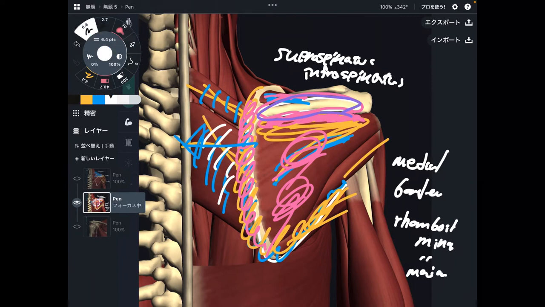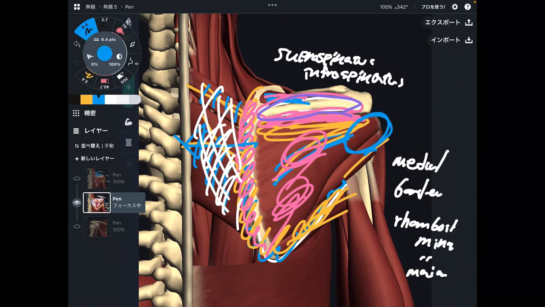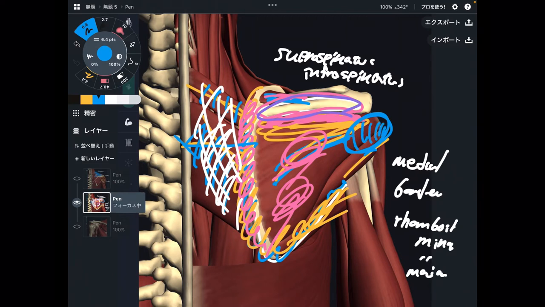When this muscle gets tight, that inhibits movement of the scapula a lot. When this guy gets tight, that also inhibits movement of the shoulder, because movement of the scapula and movement of the shoulder joint are strongly related. I explained this mechanics in another video, so please check that out if you are interested. Now, let's go to the other place.